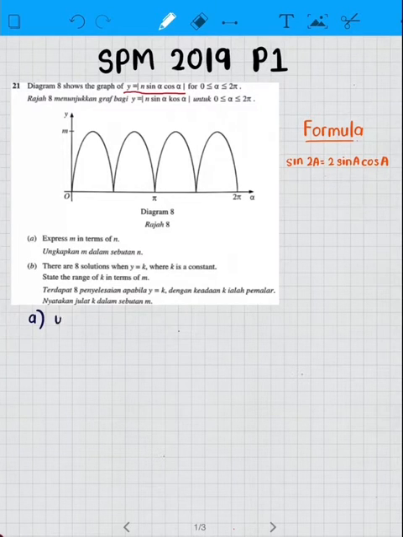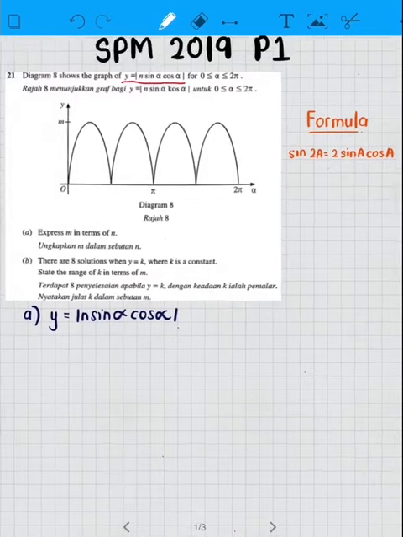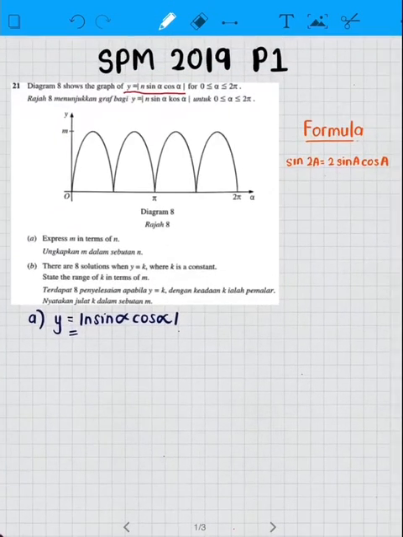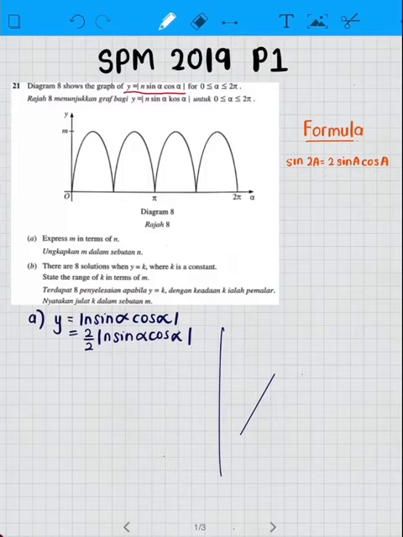First you gotta jot down the equation given, y equals n sine alpha cos alpha. For your information, this question only has one formula to relate with, which is sine 2 alpha equals 2 sine alpha cos alpha. So how do we relate these two equations? First, we gotta multiply it with 2 over 2 and sine alpha cos alpha.